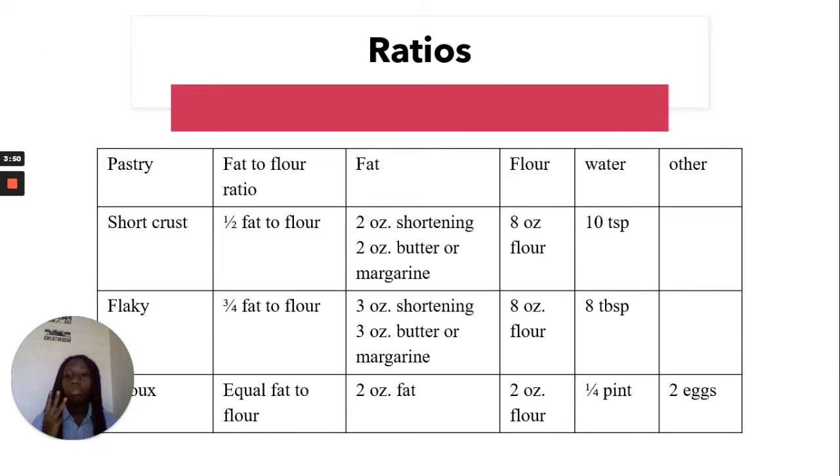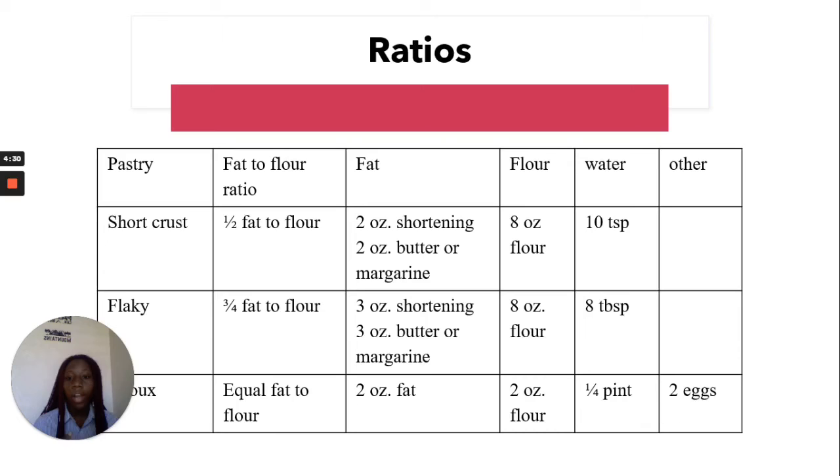The ratios. So these are the ratios used when making a pastry. And with these ratios or these measurements, this is going to help you to come up with a successful pastry dish, okay? So for the short crust pastry, we will need half fat to flour. So half of the fat according to the amount of flour needed, okay? So let's say we have 4 cups of flour, we would need 2 cups of fat in order to satisfy the ratio, in order for it to have the consistency that it needs, all right, as we can see here.